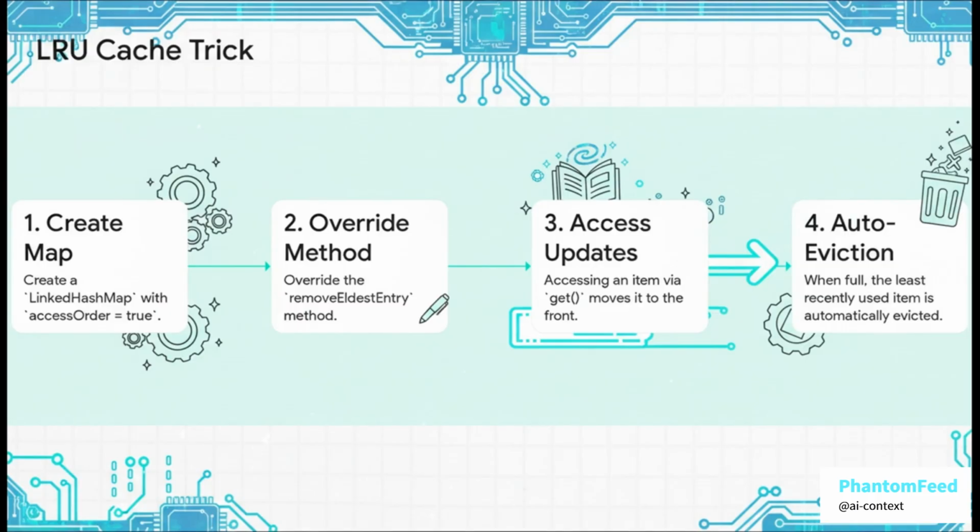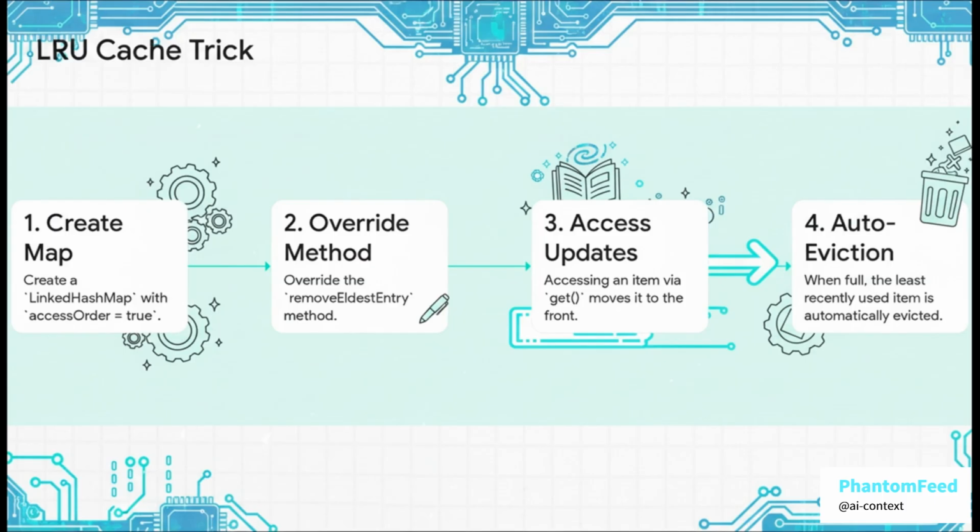Okay, now for a really cool pro-level trick. LinkedHashMap is a special kind of map that normally just remembers the order you inserted things. But look at step 1. If you create it with accessOrder set to true, you flip a switch that turns it into something amazing. Now, as you see in step 3, every time you get an item, it silently moves to the front of the line.